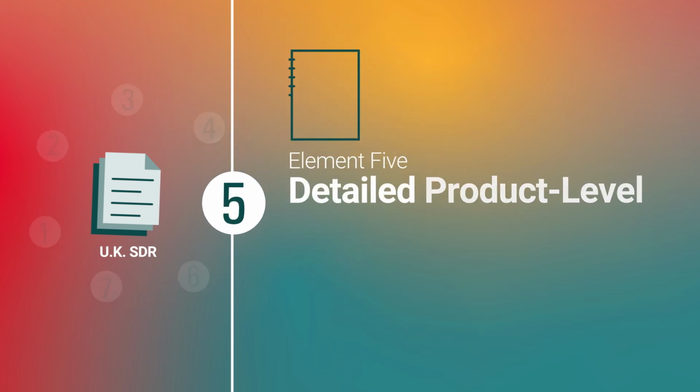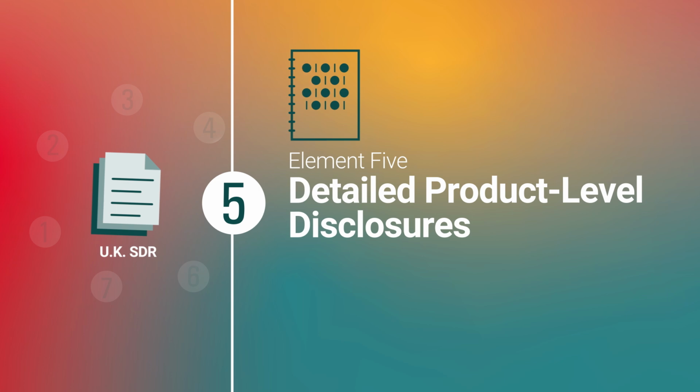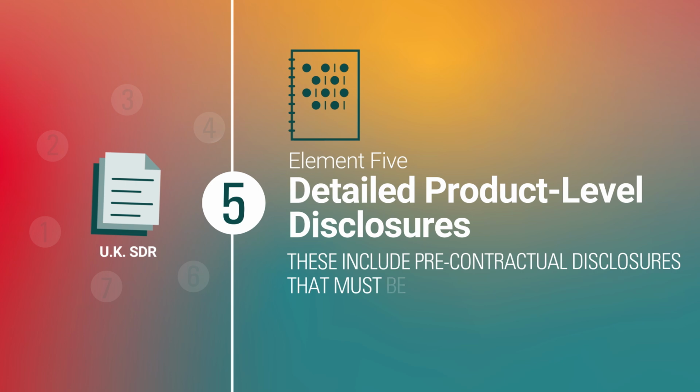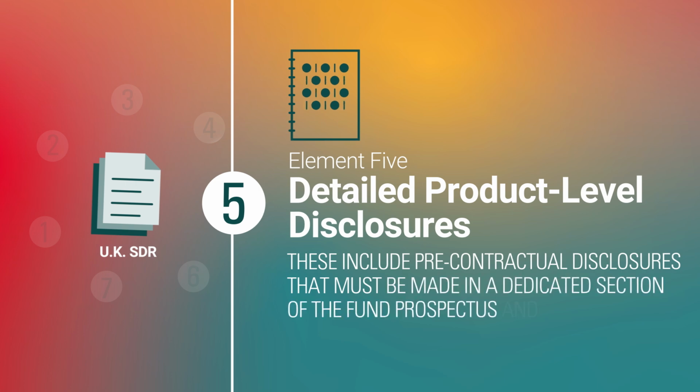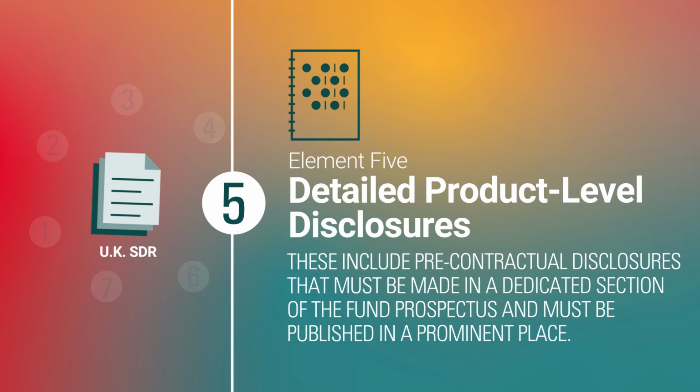The fifth key element is more detailed product-level sustainability disclosures to support investors seeking more granular information. These include pre-contractual disclosures that must be made in a dedicated section of the fund prospectus, and must be published in a prominent place. This applies to both products that use a label and for products that don't use a label but adopt integral sustainability-related features.